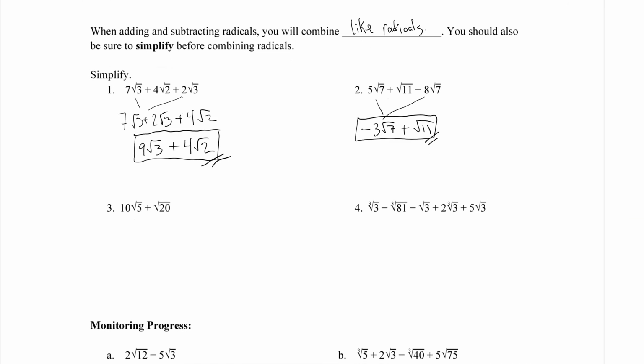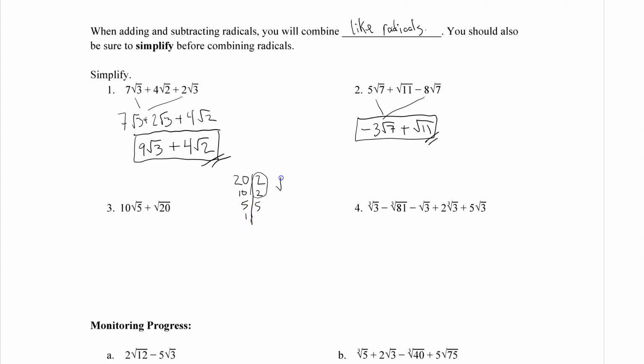10 square root of 5 plus the square root of 20. And I look at those two, and they don't have any like radicals, but they may if we simplify the square root of 20. So we look at square root of 20, and we say 2 goes into 20 10 times, and 2 goes into 10 5 times, and 5 goes into 5 1 time. And so there's 2 2's there.